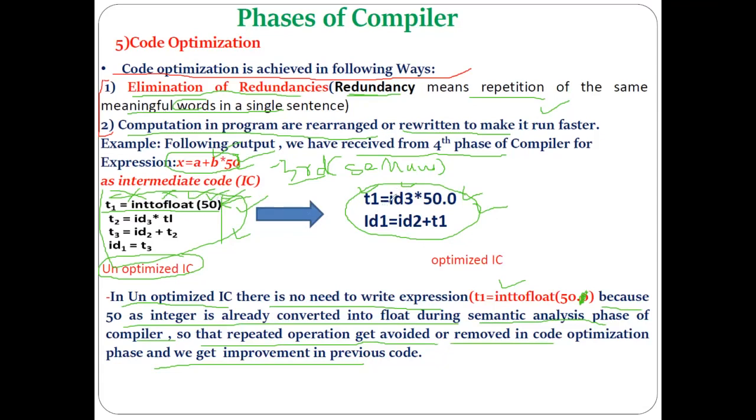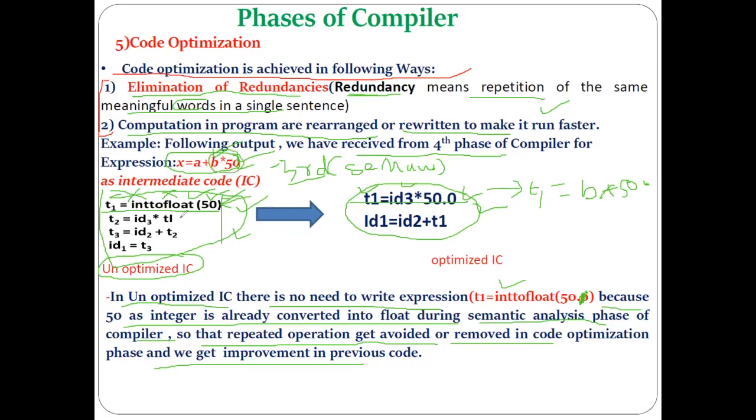That is the reason we write here t1 equal to id3 into 50.0. The same instruction you can also write in this way, t1 equal to b into 50.0. That is also correct, no problem. Okay, now then what is the next? Because of this instruction we have written already, we have got the intermediate code for these whole things.